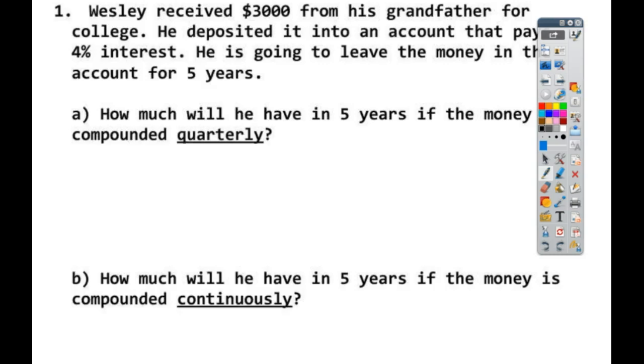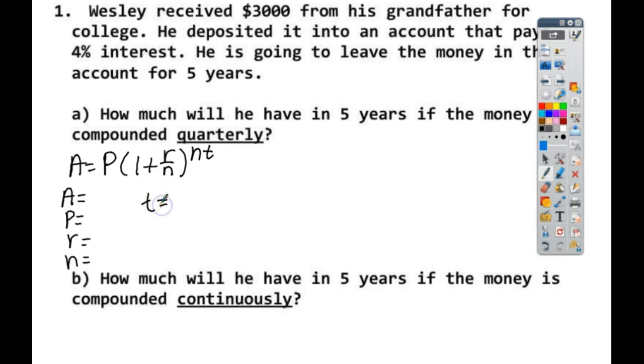So this is the formula. And I'll always give you the formula. So the first thing you're going to do is write down all the variables, so we can see what we're missing. Is the $3,000 the initial or the final? It's the initial, which is my P. So next, I'm looking for a rate. What's the rate? 0.04. So the rate is 0.04.